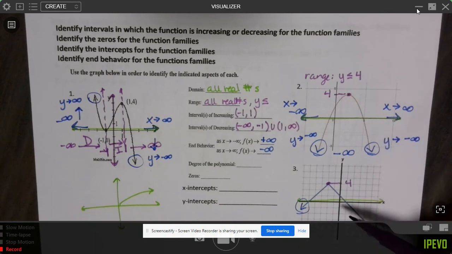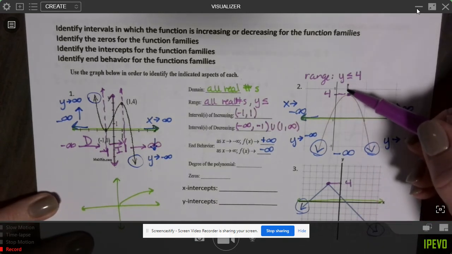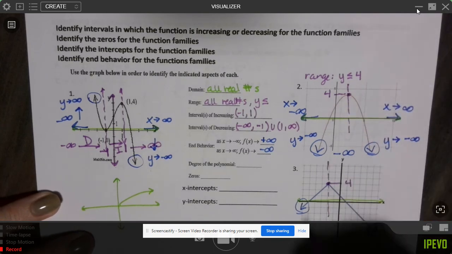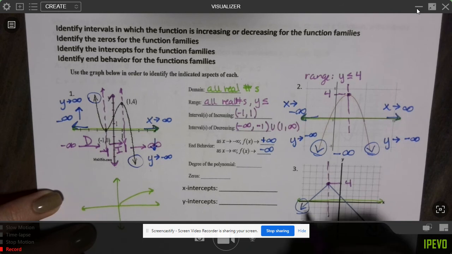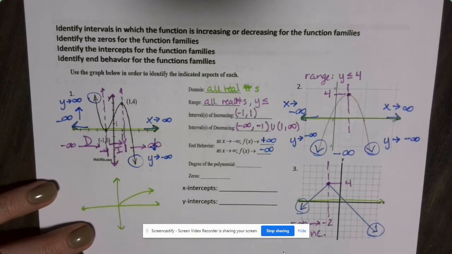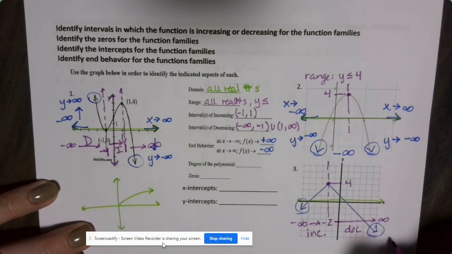The absolute value and the quadratic here are also easy to find. They just have one turning point, and so those are a little easier. Here we're increasing from negative infinity all the way to negative 2. This would be increasing. Here, from negative 2 to positive infinity, this is decreasing.